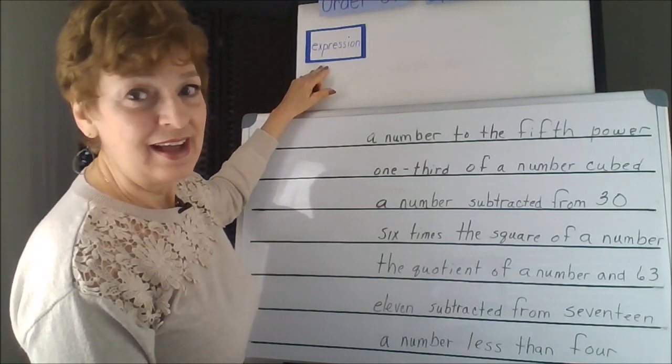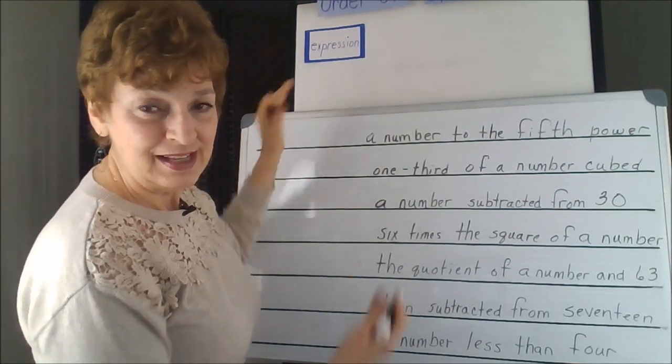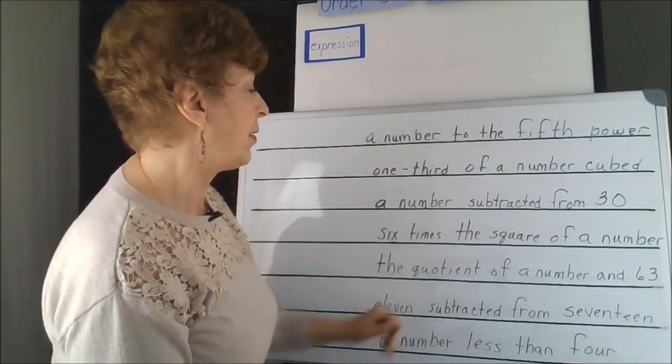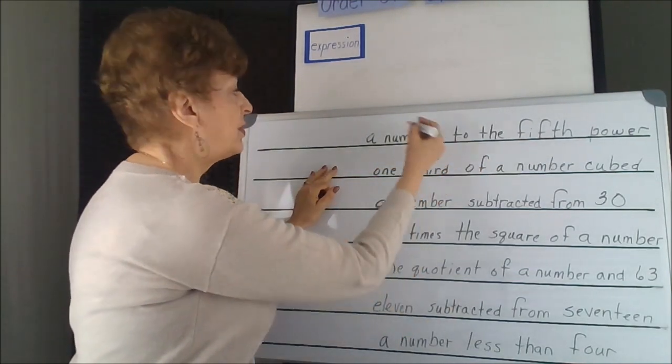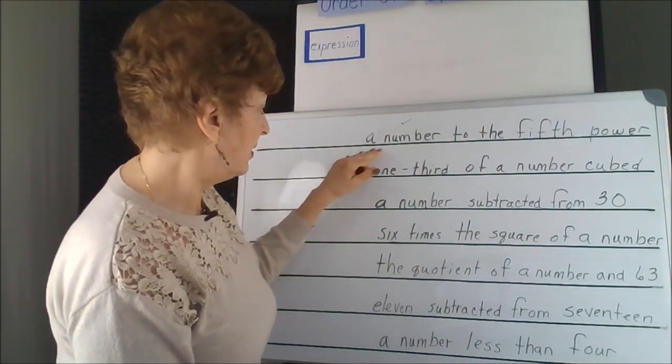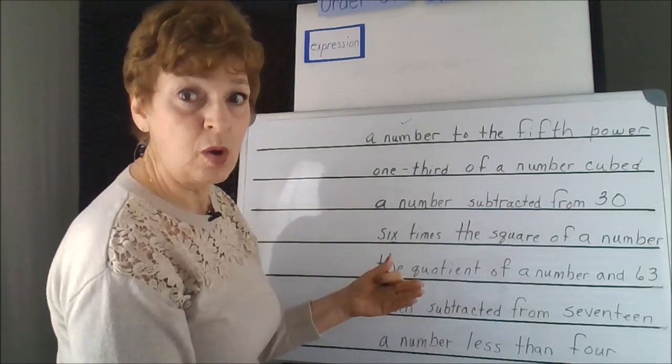Expressions do not have equal signs in them. It's just a phrase in math. A number to the fifth power. We're looking for our numbers. Here it is. It's going to be a variable, though. That is a number that we don't know what it is quite yet.